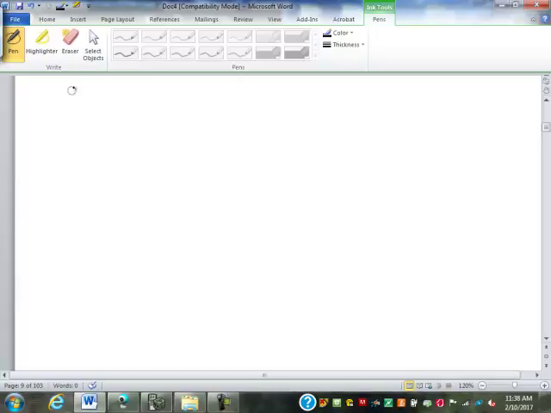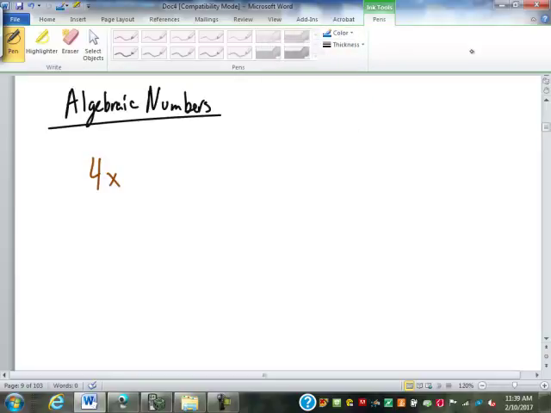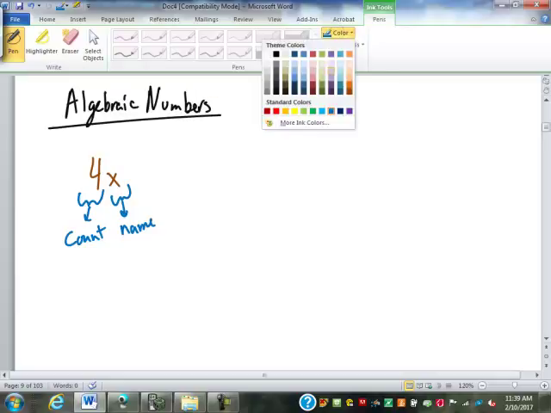So we have algebraic numbers that behave exactly like the other types of numbers we've talked about so far. An algebraic number, as we saw in the first day of class, might be a 4x. And just like every other number we've worked with, it has two parts. The 4 is a count that tells us how many. We have 4 of something. And the x is a name that tells us of what. Just like having 4 inches, 4 cows, even 4/7. And it behaves just like any other number.